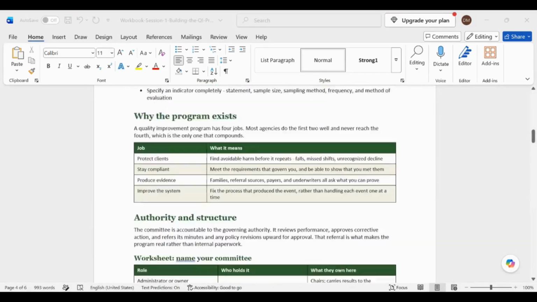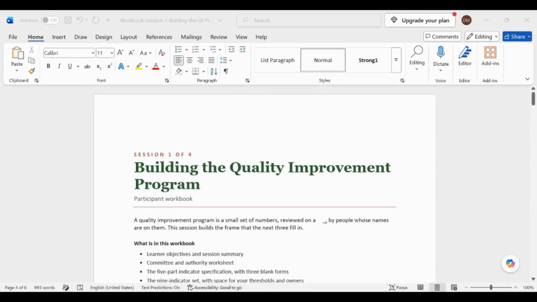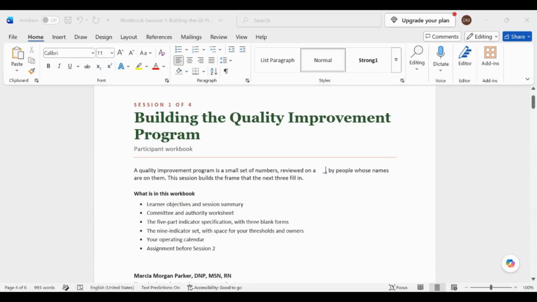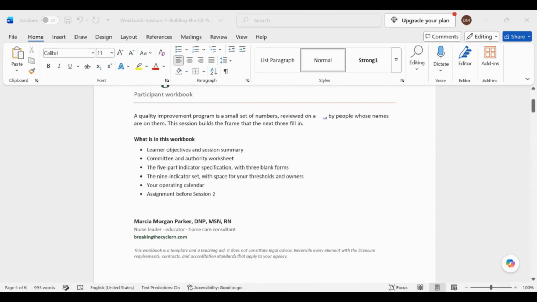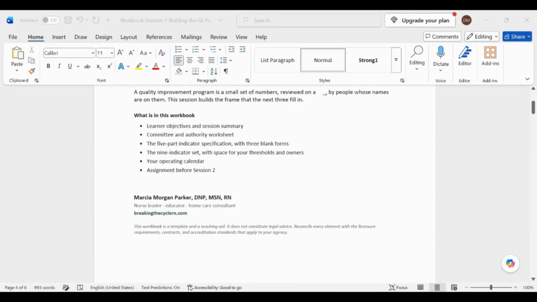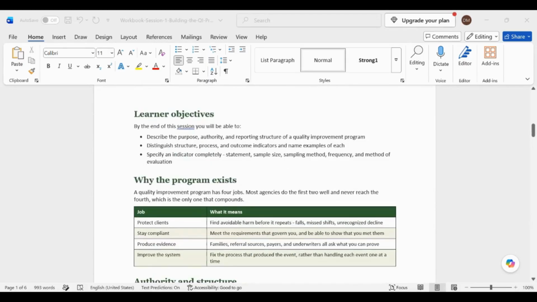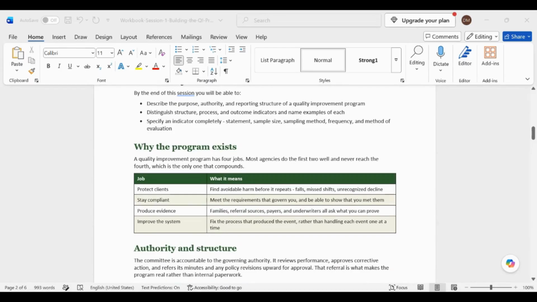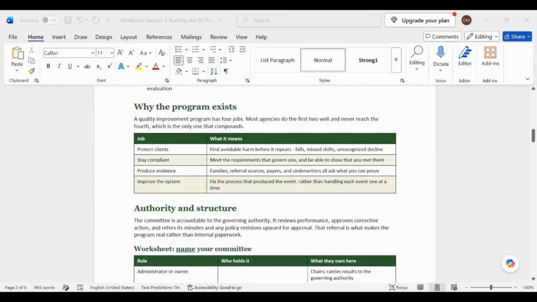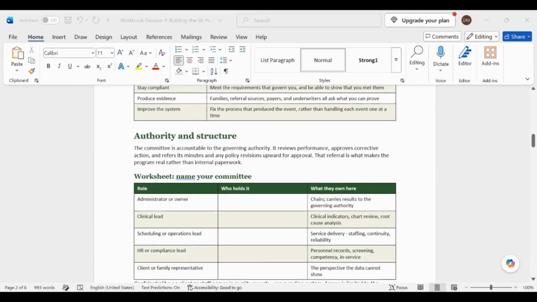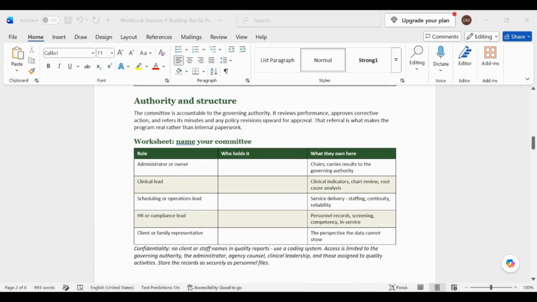so here I have a worksheet, how you build a quality improvement program. It's a workbook, right? You have all the objectives and everything in there that you could use or that you will use, right? It tells you what the program is, why the program exists. Sorry, I'm getting tongue-tied here. And the structure, and you can use it. You could just fill it in.